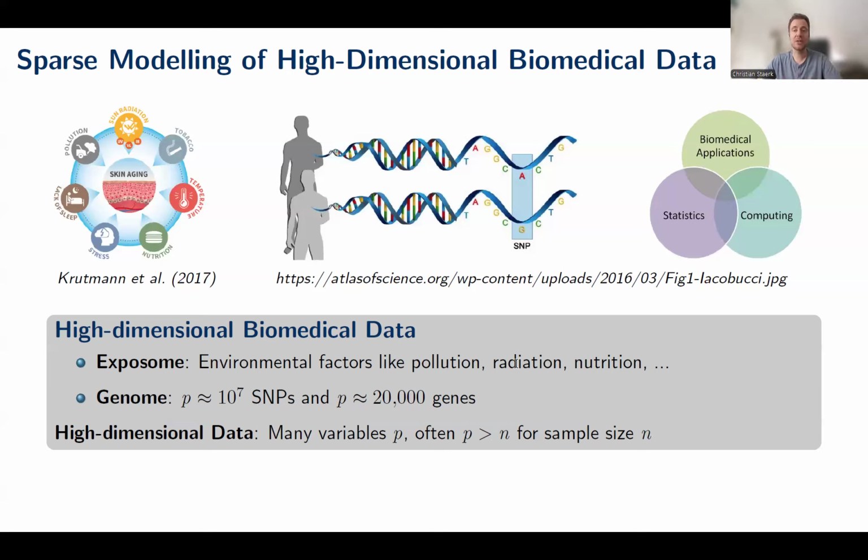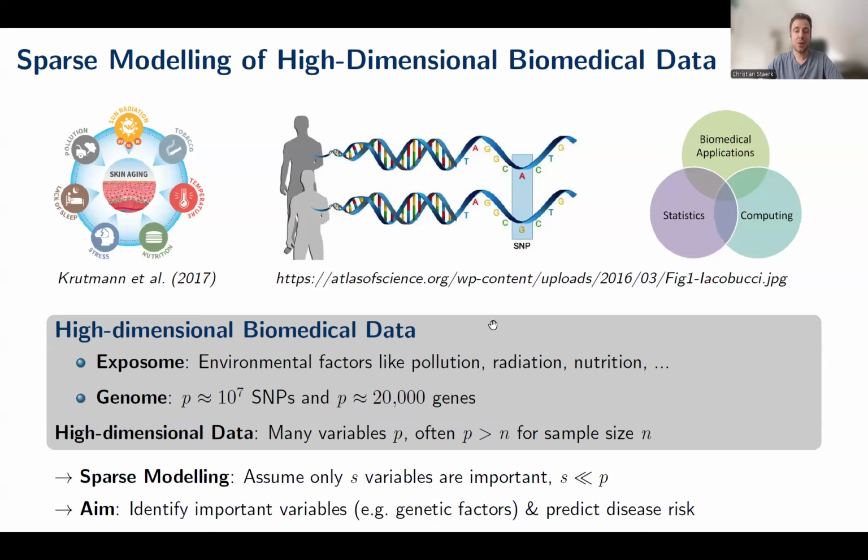So in order to deal with these high-dimensional data sets, we really need targeted statistical tools. We also need scalable algorithms, so computing is important. And we, of course, have to keep in mind what is the biomedical question we want to address. Now, where does sparse modeling come into play?